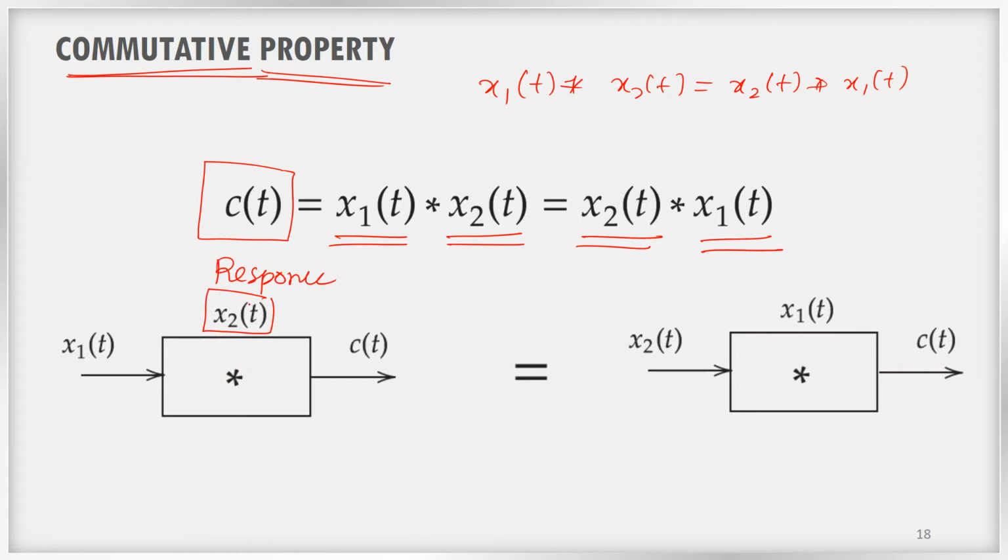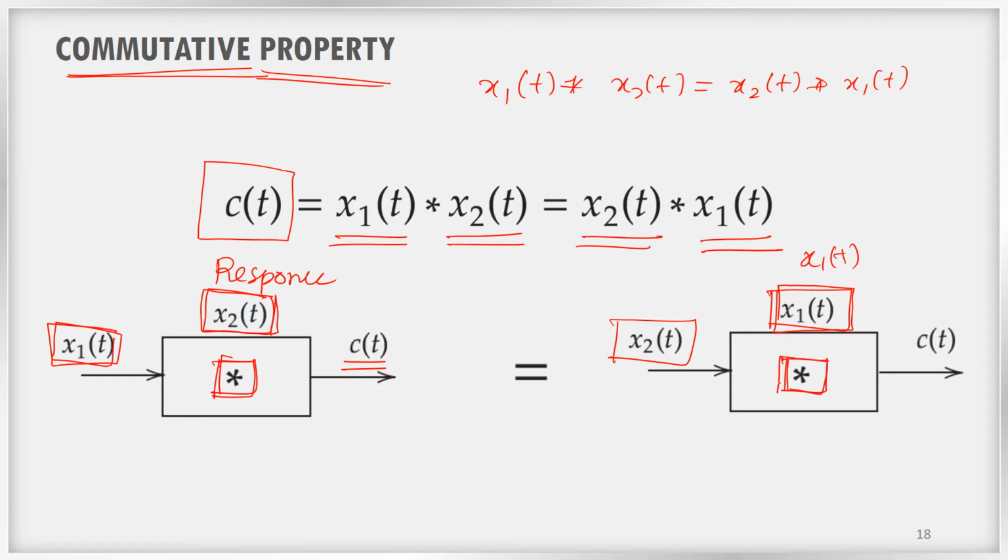Assume that we have a system with response x2(t). Here please note that x2(t) is the response of the system. If I am convolving the signal x1(t) to that system, where the convolution operation is performed inside the system, then you will get c(t). On the other hand, if you have a system with the response x1(t), and you convolve the signal x2(t) with that system, here also the convolution operation is happening.